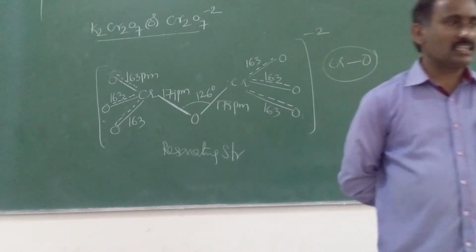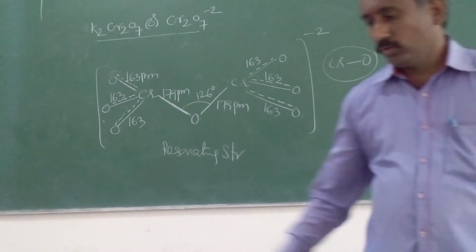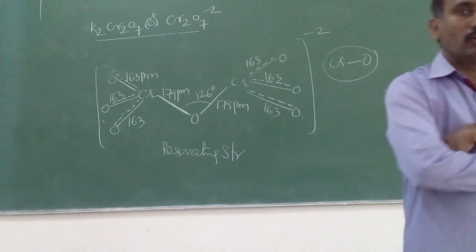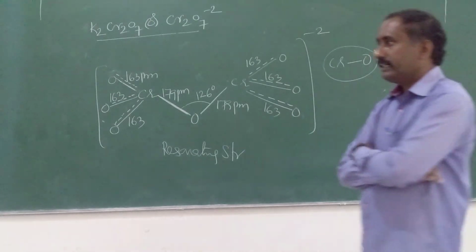Next, uses of dichromate, anyhow not required. Just 2-3 uses. Uses of dichromate. There you have to write down first one. It is used as a powerful oxidizing agent. So many oxidizing properties we practice. Powerful oxidizing agent.